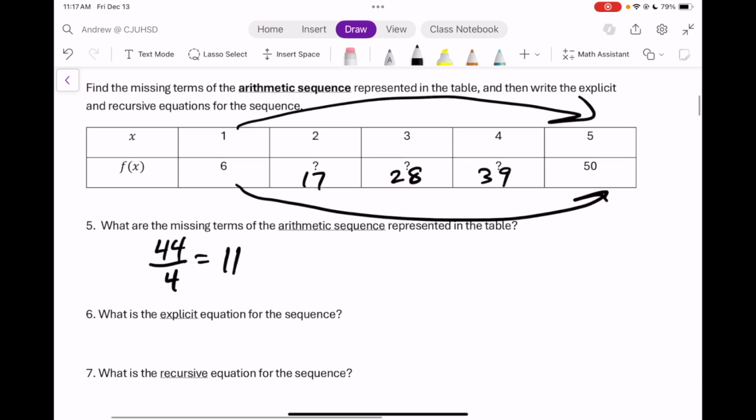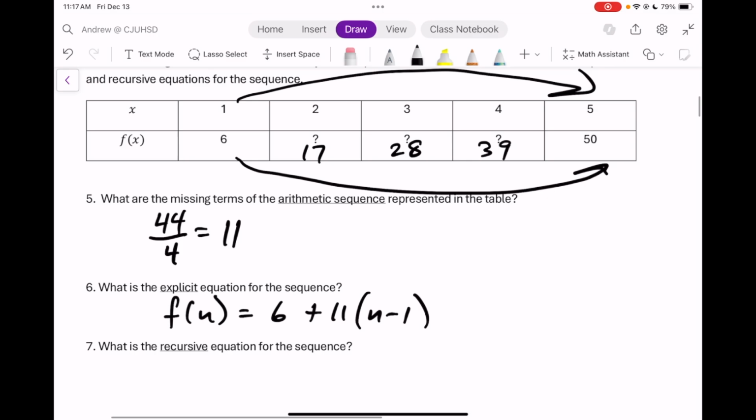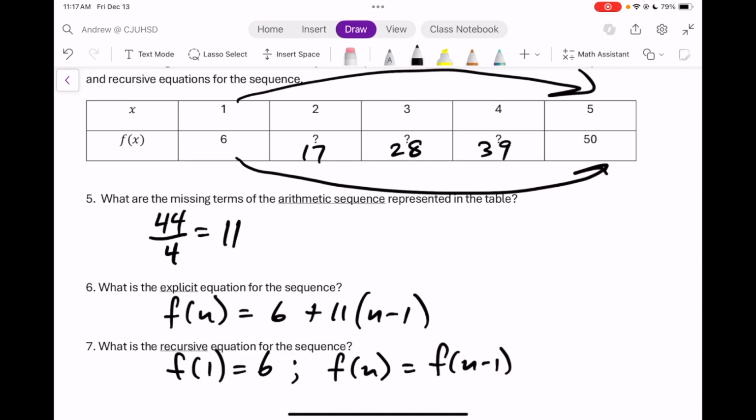So the explicit equation is that f of n starts at 6, and we're going to add 11, n minus 1 times. Recursively, f of 1 is 6, and then to the previous term, you add 11.